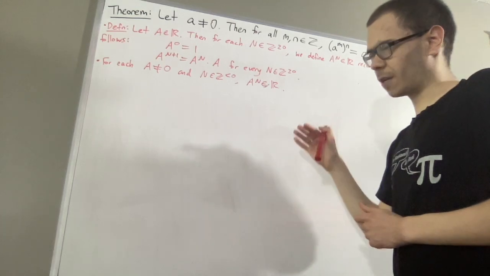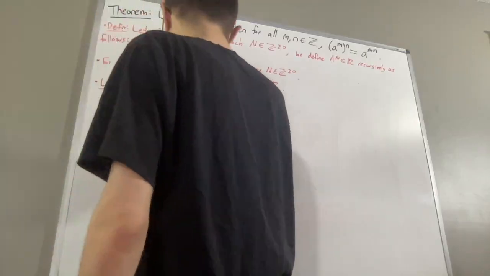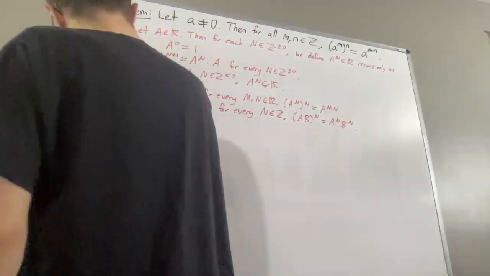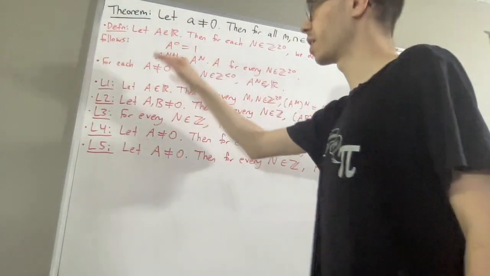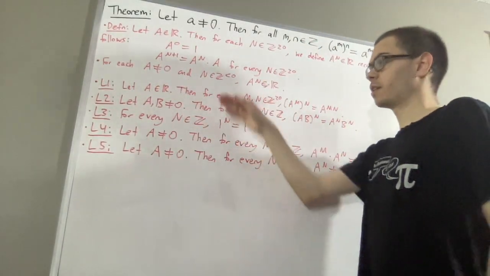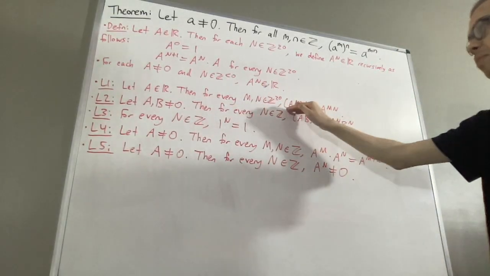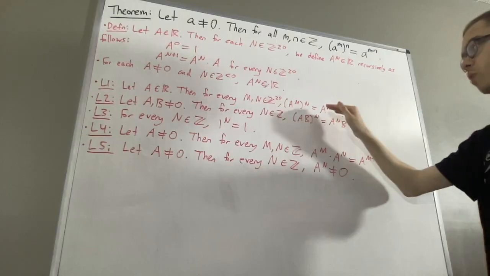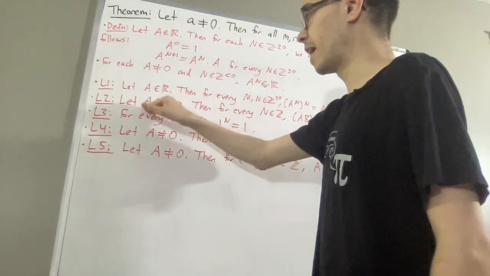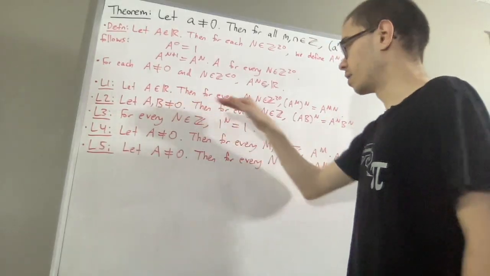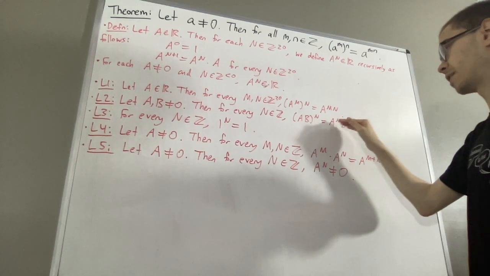Now let's remind ourselves of some of the results that we have proven. Our first result is, let a be any real number. Then, for all non-negative integers m and n, (a^m)^n is equal to a^(m·n). Second, let a and b be non-zero real numbers. Then for all integers n, (ab)^n is equal to a^n times b^n.